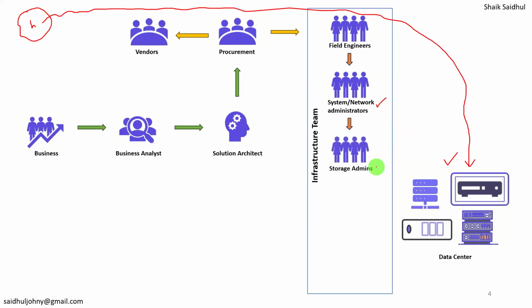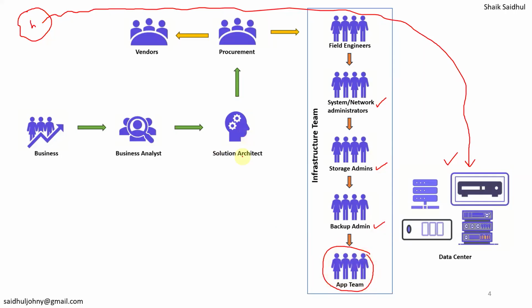Then storage admins will assign the storage, backup admins will configure the backups, and finally the application team. Earlier we remembered the developers and infrastructure both. Here the application team, the developers, will develop the code. That code they are going to deploy on top of the infrastructure available in the data center. Now your application is running in the data center, so finally your application is readily available so that users can start using it.